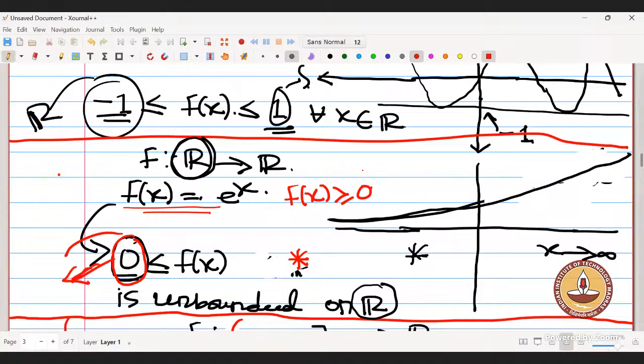So I have a lower bound for the range of the function. Whatever the value of f of x is, one thing I can guarantee is that f of x is always greater than or equal to zero. That's why this is the lower bound. But I don't have an upper bound. If you keep increasing the value of x, f of x will increase, going to infinity. So I cannot bound my f of x. If you increase the value of x, this will go towards plus infinity, so you cannot bound this range by an interval.